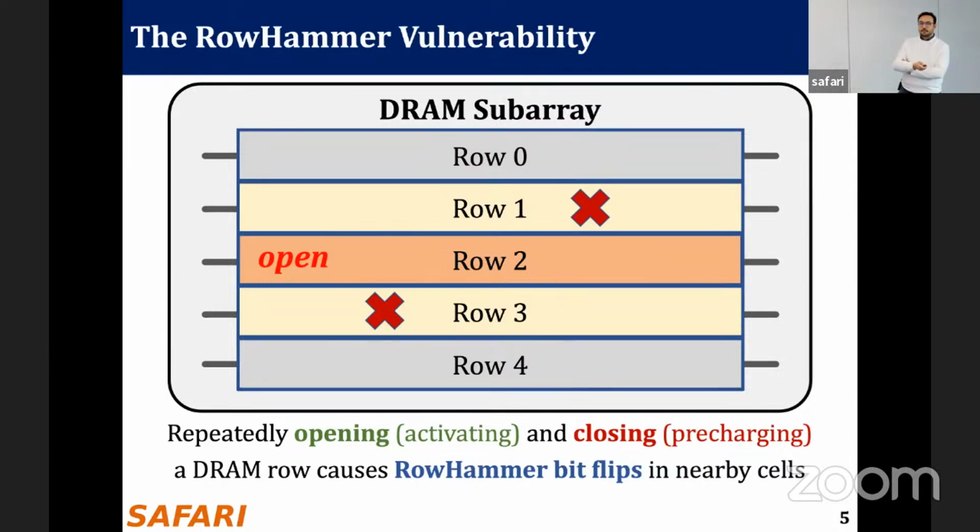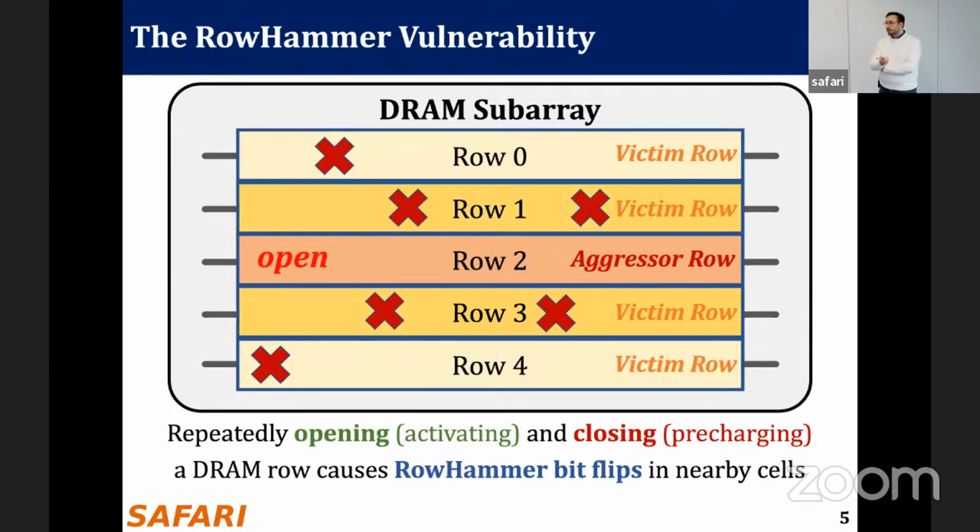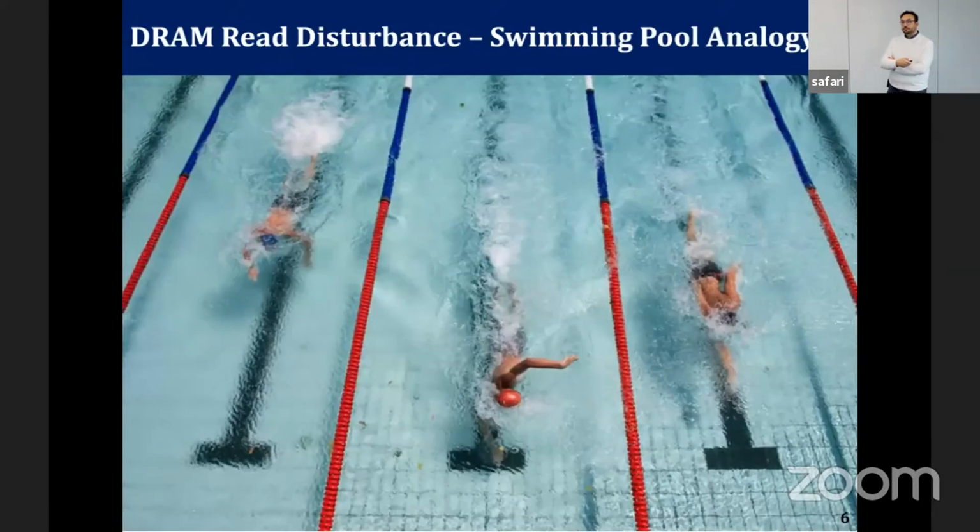This is practically used today for breaking memory isolation, which is a fundamental security and reliability primitive in computing systems. When we keep doing this, we can end up seeing more bitflips in more rows, and we can actually affect multiple rows at once. The row that we keep opening and closing is called the aggressor row, and the other rows that are affected are called victim rows.